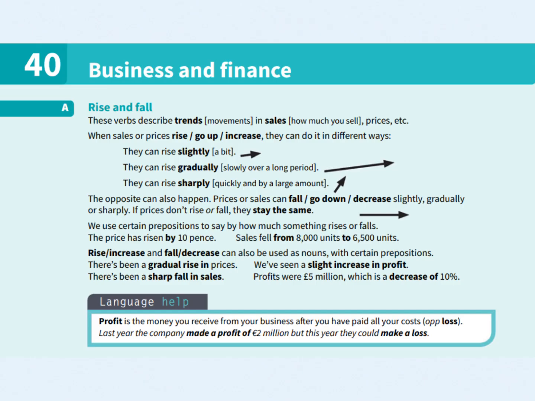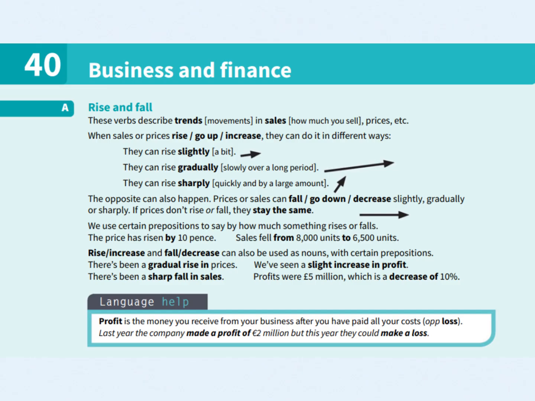A. Rise and fall. We use several verbs to describe trends, which are movements or changes in figures such as sales and prices. When sales or prices become higher, we can say that they rise, go up, or increase. The size and speed of the change can be described in different ways.